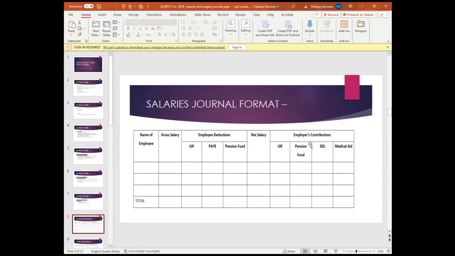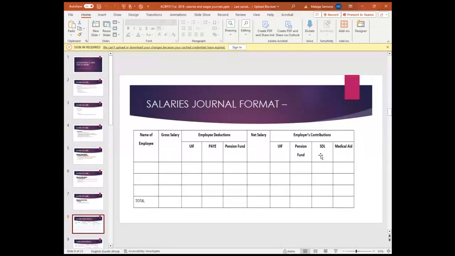And then here is the employer's contribution. In other words, remember, for UIF, I said, 1% by the employee, 1% by the employer here. Can you see now? And then the pension fund, again, as I said, sometimes you can find that both the employer and the employee contribute to the pension fund, but sometimes only the employee contributes. So you must pay attention to the information given to you.